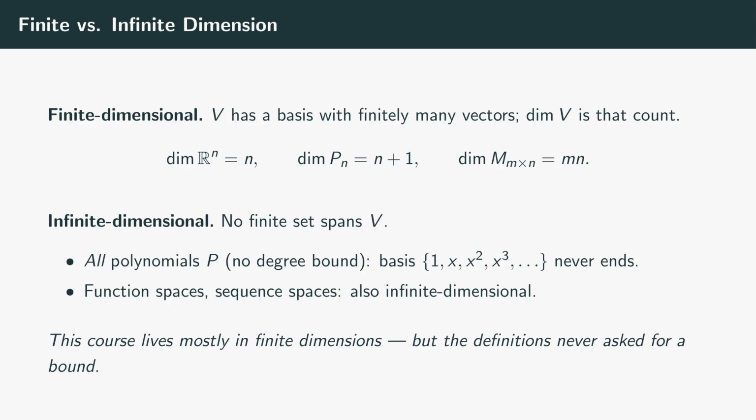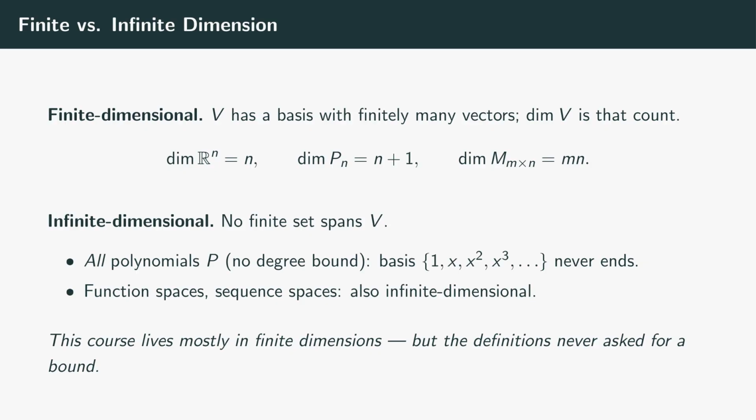One more distinction before the examples. A space is called finite dimensional when it has a basis with a finite number of vectors, and then the dimension is just that count. We have already met three: Rn has dimension n, the polynomials of degree at most n have dimension n plus 1, and the matrices with m rows and n columns have dimension m times n, since you need one basis matrix for each entry.